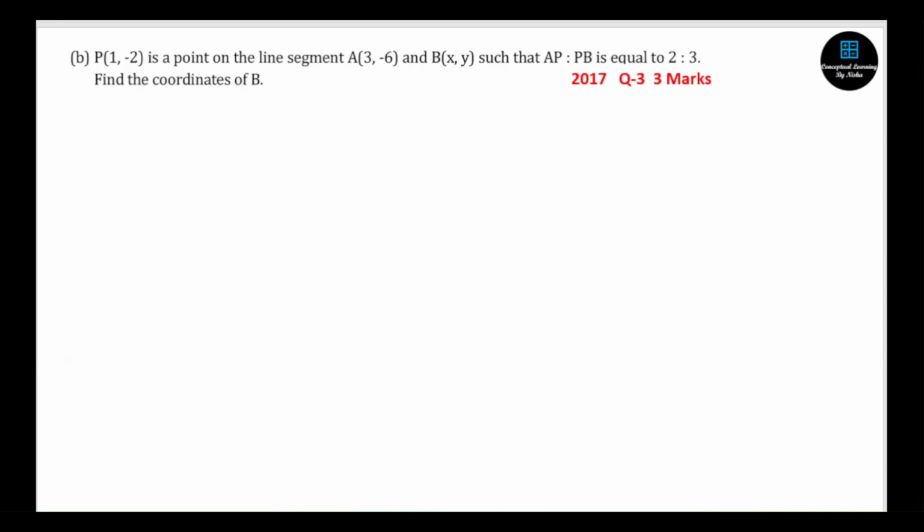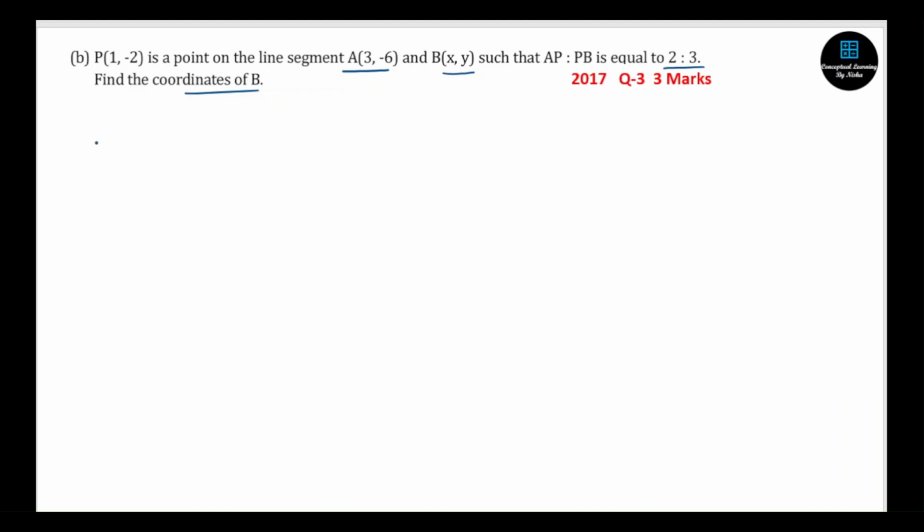Now here is the next question from 2017 paper. Again a 3 marker question. Alright. So point P is on line segment AB. The coordinates are given but the coordinates of B are missing. Now the ratio is given, AP to PB, which is 2:3, and we have to find the coordinates of B. Alright. Easy, but make sure you are not making any common mistakes which I have already mentioned earlier.